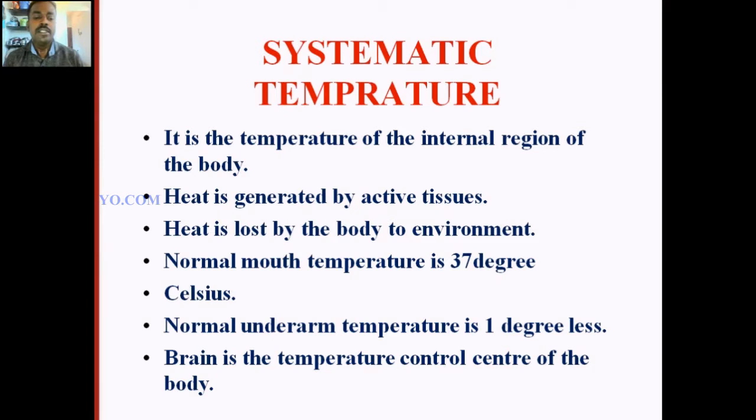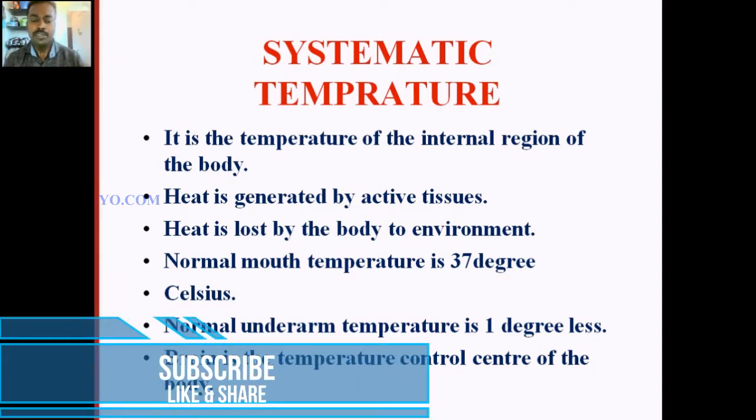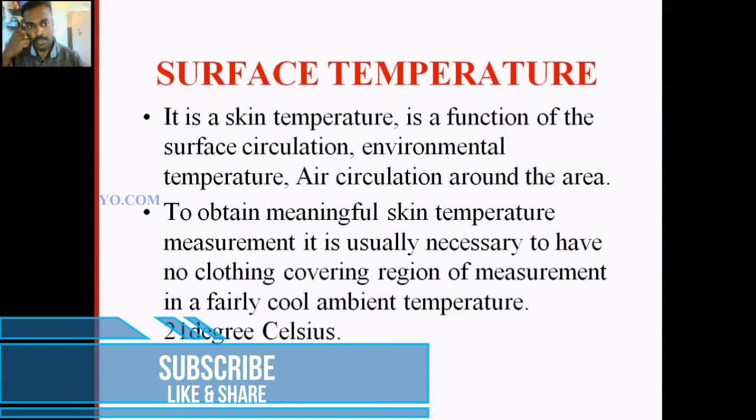Okay, right? So the brain is the temperature control center of the body. The brain is used to control the temperature of our human body in normal persons. But if the person is affected by some other things, like fevers, at that time the brain cannot control the body temperature, so body temperature automatically increases. Okay, right? So this is the systematic temperature.